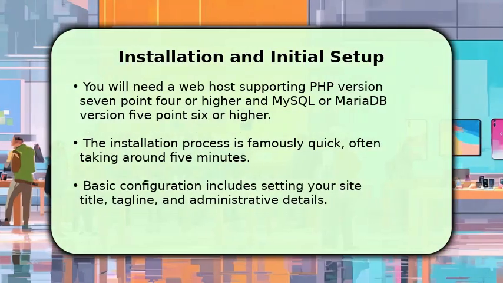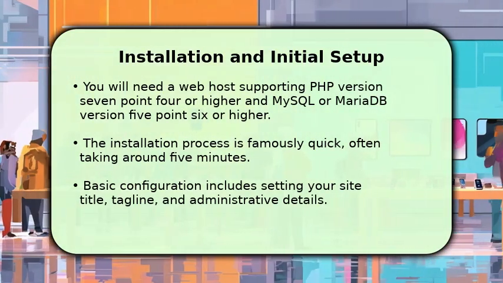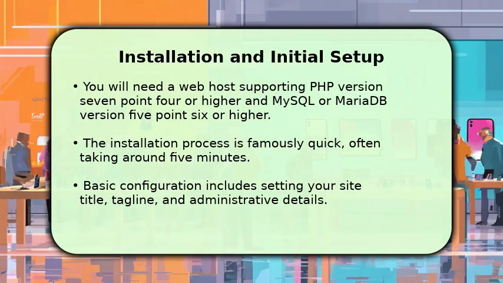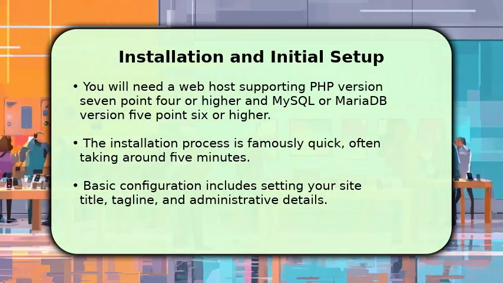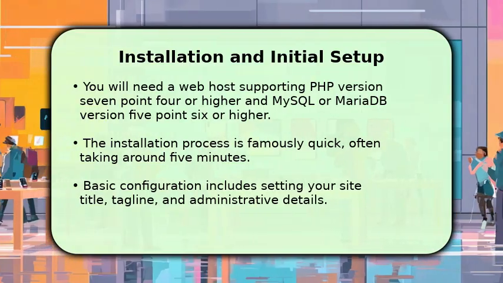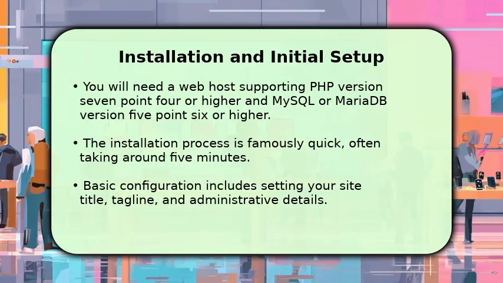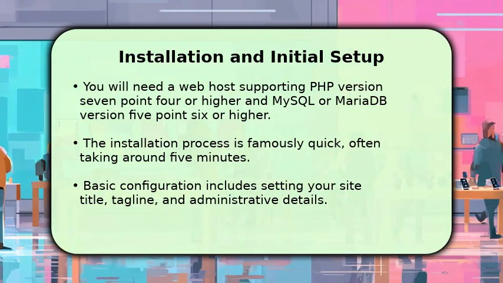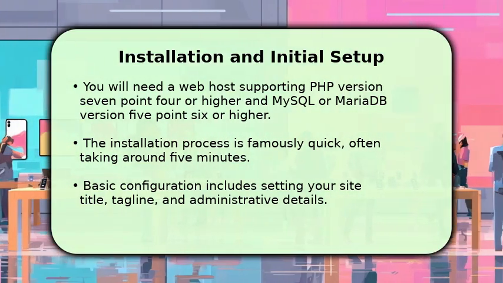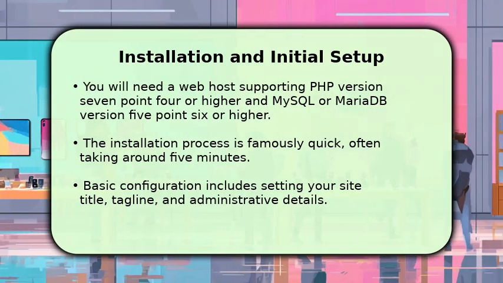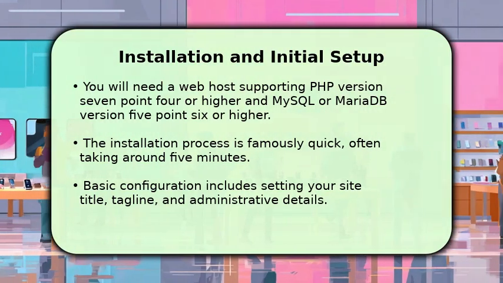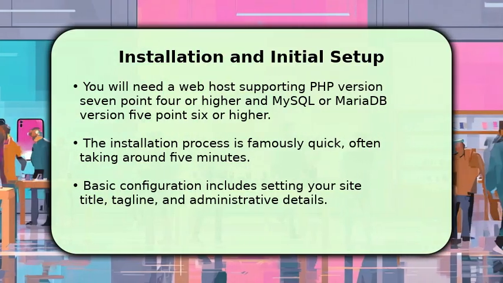To get started, you'll need a web host that supports PHP version 7.4 or higher, and MySQL or MariaDB version 5.6 or higher. The famous 5-minute installation process is incredibly straightforward. You'll download the software, create a database, and run the installer. After a few simple steps, including setting your site title and administrative details, your WordPress site will be ready for content.